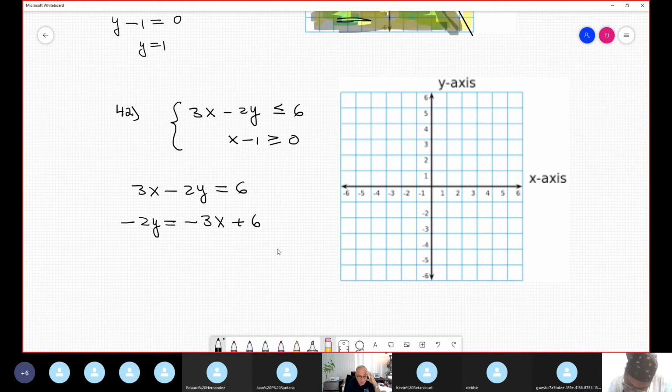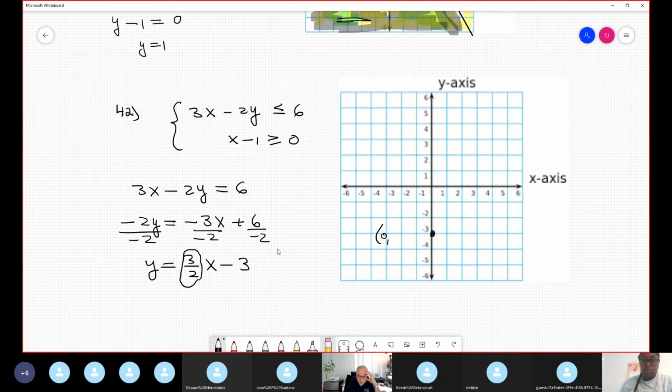I move 3x to the right, like a negative divided by negative 2. Negative 2, negative 2. So y alone is equal to 3/2 x minus 3. Okay, I can see that this is the slope and this is the y-intercept, negative 3. I plot that: 0, negative 3. Now from that point, 3 up, 1, 2, 3, and 2 to the right.